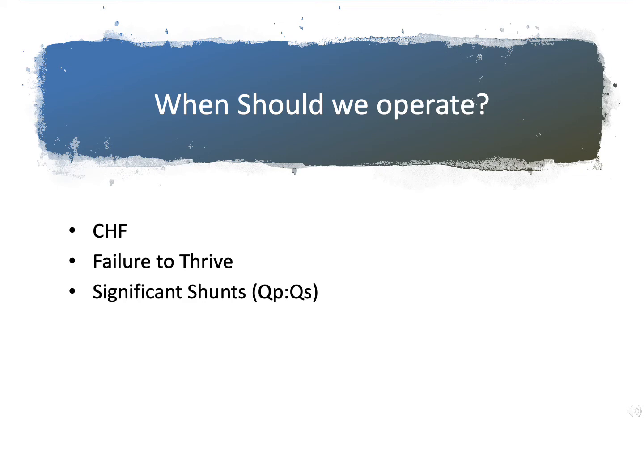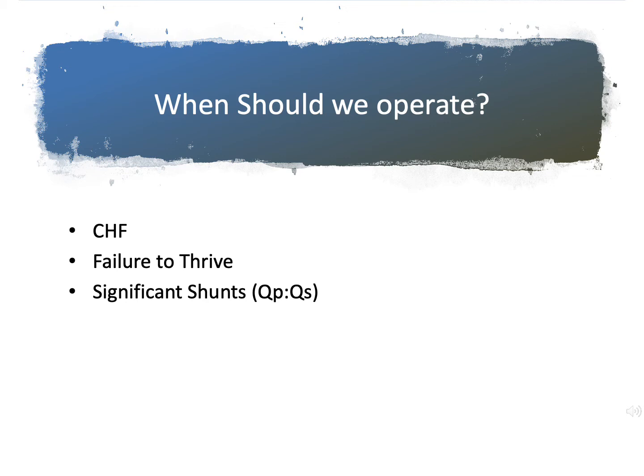Now, we previously talked about the indications to operate on ASDs. We talked about congestive heart failure, failure to thrive. We talked about a significant shunt being greater than 1.5 to 1. Now, it's important to remember that QP:QS slowly increases with time as LV compliance decreases.